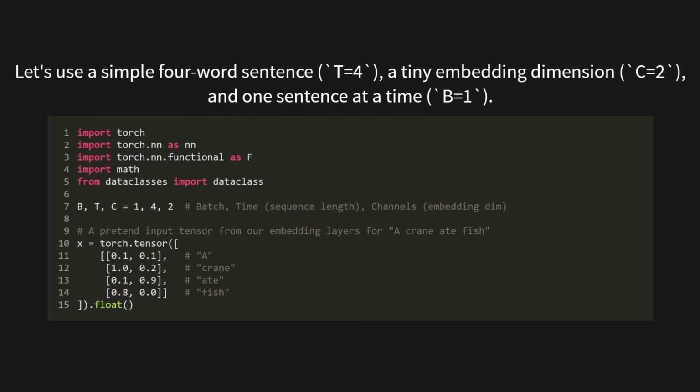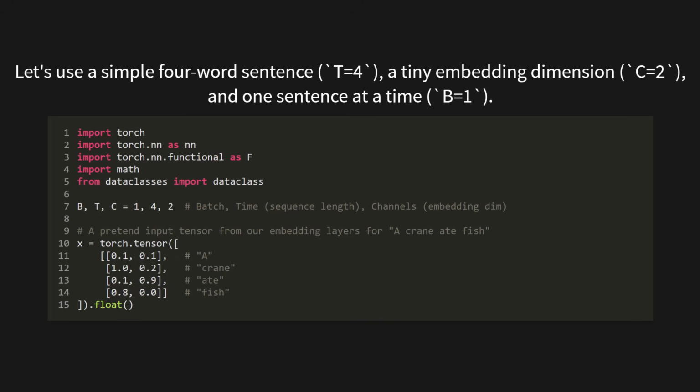Okay, let's import torch, torch.nn, and a few other things we'll need. We set b, t, c to 1, 4, and 2. Now here's a pretend input tensor from our embedding layers for the sentence, "a crane ate fish." We'll call it x. It's just a torch.tensor with the values you see here on the screen.